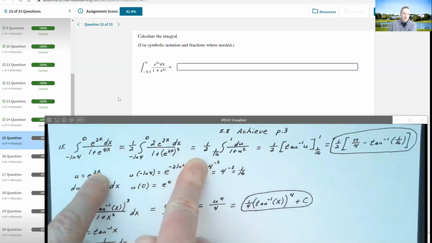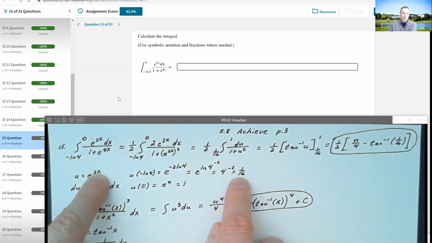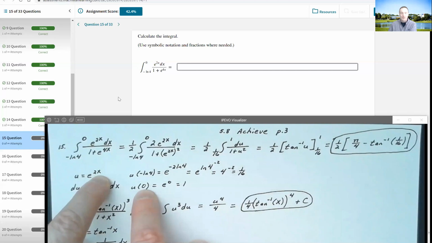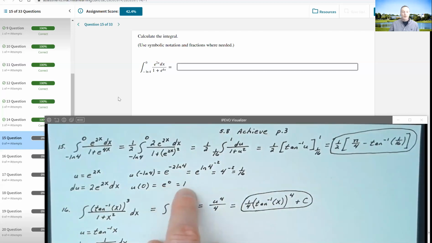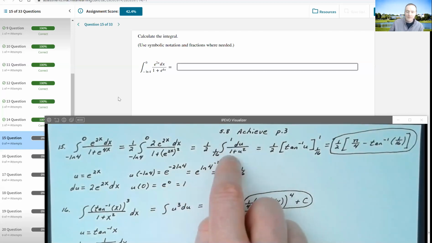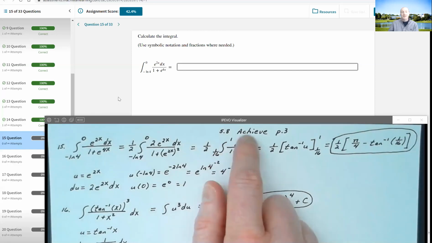So I just said, well, this is just 4 to the -2, which means 1 over 4 squared, 1/16. Now, when I evaluate at the upper limit, it's just e to the 0. E to the 2 times 0 is e to the 0, which we know is 1. So we're evaluating this integral from 1/16 to 1.